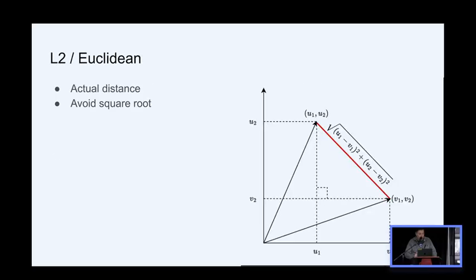That's a common approach. Another approach is something called Euclidean distance. We use the Pythagorean theorem. We basically take x squared plus y squared equals z squared.